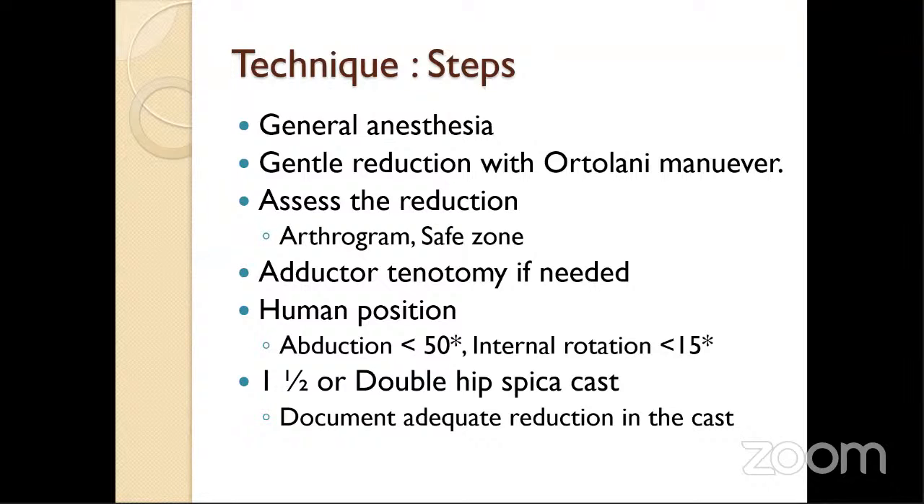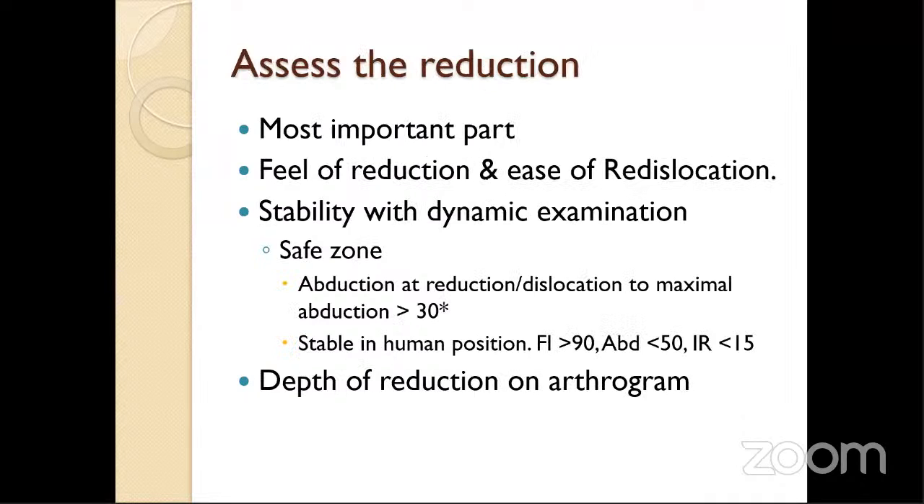Make sure that when you give the plaster, it is in the human position. Papers have shown that abduction exceeding 50 degrees or internal rotation exceeding 15 degrees have a higher propensity to avascular necrosis. A 1.5 or a double hip spica may be required as the situation demands, but it is important to document reduction in the cast by proper imaging technique, which I will come to again in a minute.